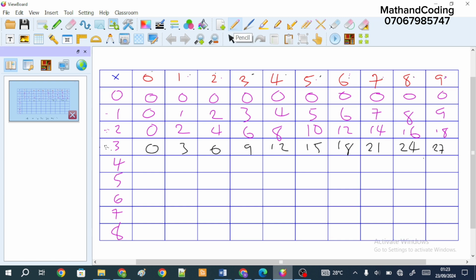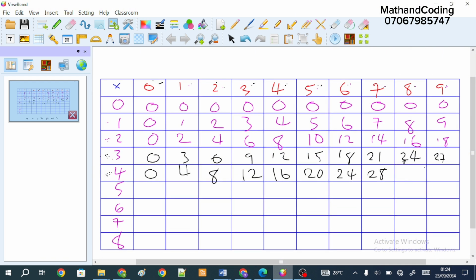So we will go to 4 times. 4 times 0 is 0. 4 times 1 is 4. 4 times 2 is 8. 4 times 3 is 12. 4 times 4 is 16. 4 times 5 is 20. 4 times 6 is 24. 4 times 7 is 28. 4 times 8 is 32. 4 times 9 is 36.